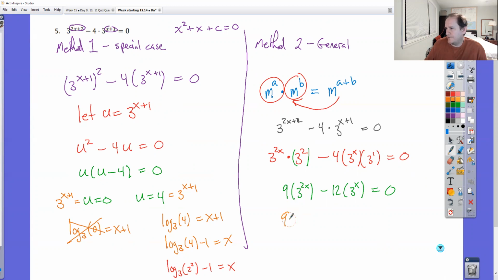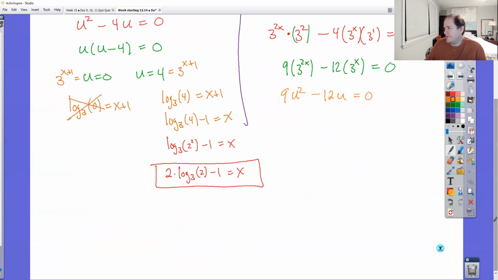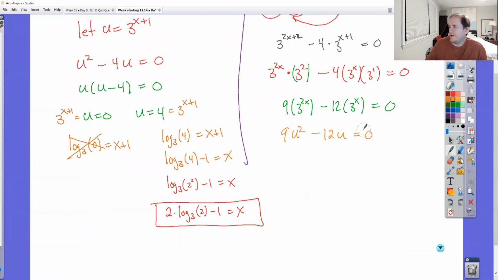So we will. This will be 9u squared. This will be 12u. So from here we factor like always. There is no constant on our quadratic, so we just factor out the u, just like we did over here. When you had just a quadratic and a linear, you just factor out the u. That's easy. So here our greatest common factor is 3u. So if I factor out 3u, then I'm left with 3u, just minus 4.